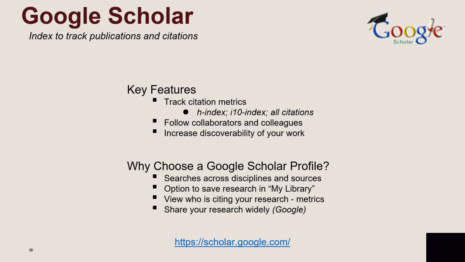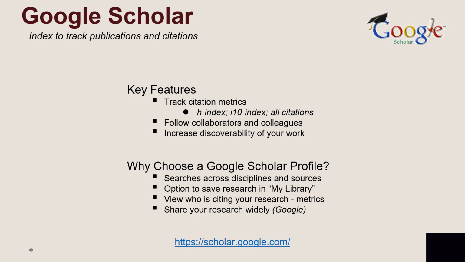The next tool we're going to talk about is Google Scholar Citations. Some of the key features in Google Scholar Citations is it allows you to track citation metrics. It will allow you to follow collaborators and colleagues. It does increase the discoverability of your work. And what's good about Google Scholar is it searches across the disciplines and many sources.